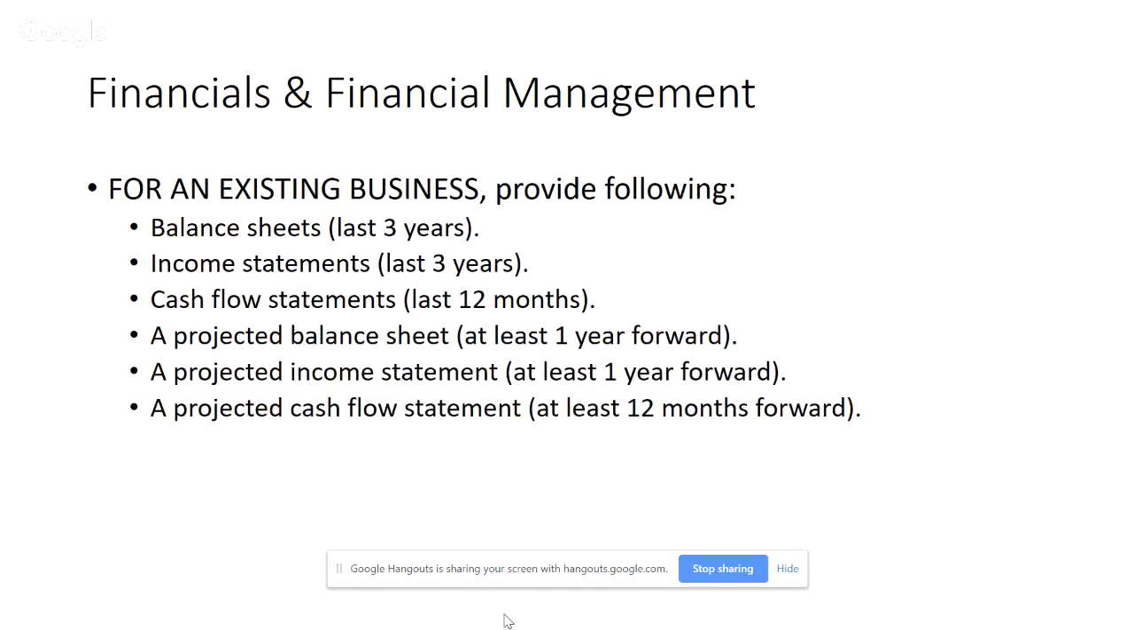If you have an existing business, depending on how long you've been operating, if you have a business for more than 3 years, provide at least the last 3 years of balance sheets and income statements, and the cash flow of the last 12 months. And just like with the other business, you still want to show how you're predicting the future, how you're estimating it based on your market research, based on your business plan, based on the operations you're going to have in place now or whatever you're planning to change in your business plan.